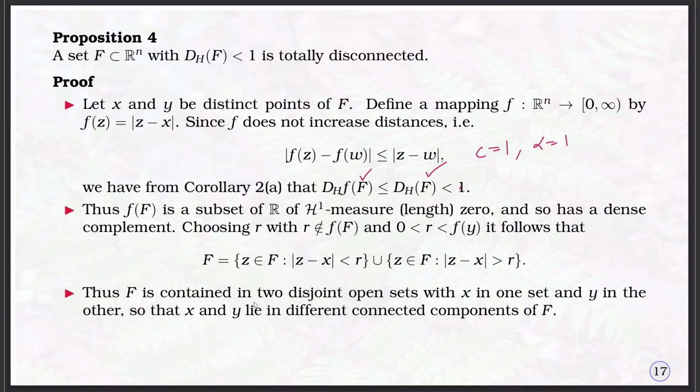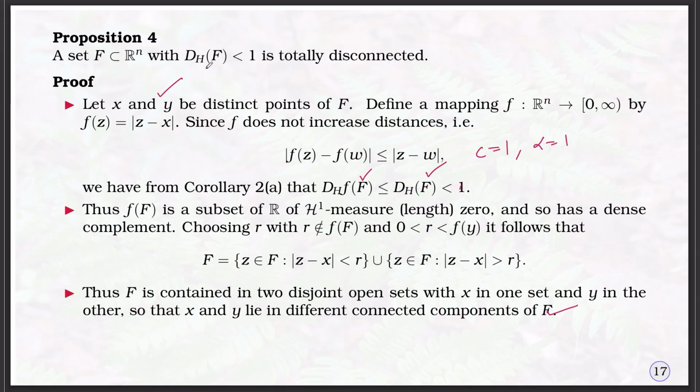So F is contained in two disjoint open sets, with x in one set and y in the other, so that x and y lie in different connected components of F. We are taking x and y as two distinct points lying in two different connected components. That means if for any two elements we are able to find two separate components, one containing each, then we can say the set is totally disconnected. So if the set F has dimension less than 1, then the set is totally disconnected.